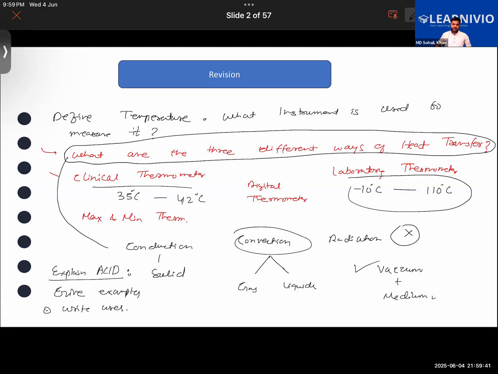Haven't we learned about this in the class? A chemical substance that has a sour taste. Good. And two more things.